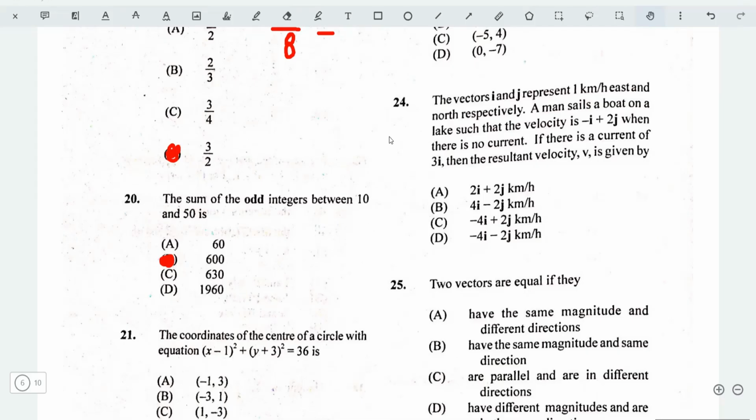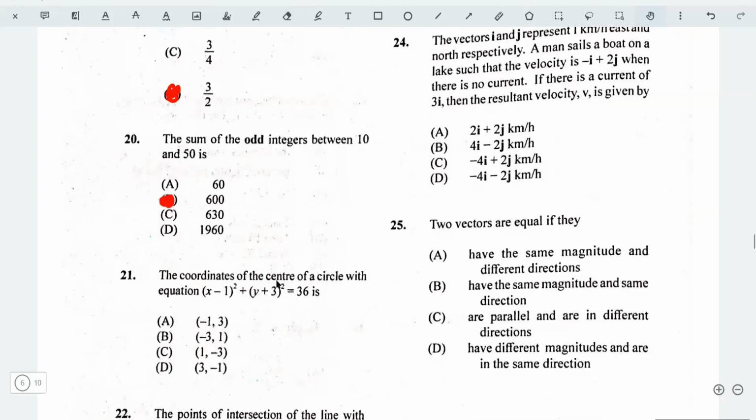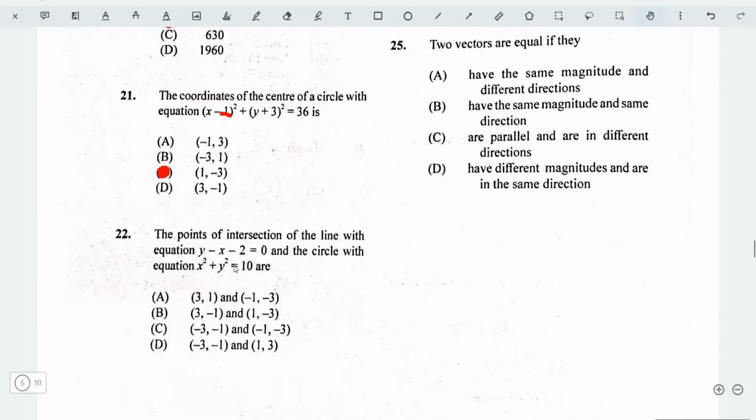All right, now moving on. The next one says the coordinates of the center of the circle. The center of the circle is always this one right here. It's always minus, so it's positive 1, then minus 3, because it's y minus minus 3. You always want to put it in standard form. So the center is 1, minus 3. That's option C right there. So yes, we're nice. Now question 22 says, find the point of intersection with the line and the curve.